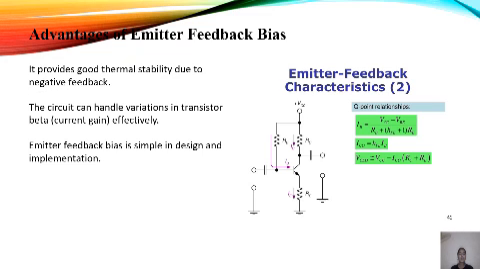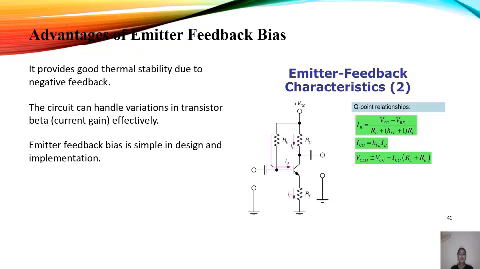Advantages of emitter feedback bias. It provides good thermal stability due to negative feedback. The circuit can handle variations in transistor beta, the current gain, effectively. Emitter feedback bias is simple in design and implementation. This is the emitter feedback characteristics too.